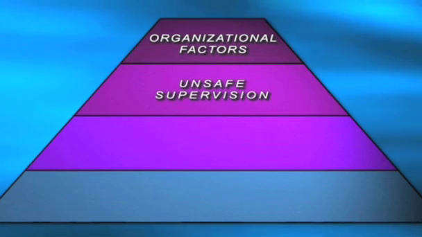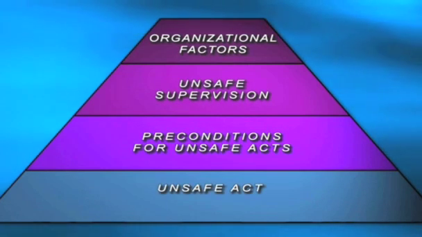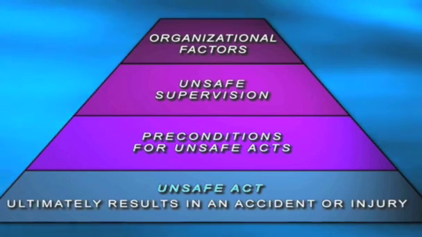Using a four-tiered approach to demonstrate how accidents occur, these tiers provide guidance on how to potentially improve human performance. The top tier represents organizational factors and then flows down to the next tier of unsafe supervision. The next tier symbolizes preconditions for unsafe acts. Subsequently, the last or bottom tier is an unsafe act, which ultimately results in an accident or injury.